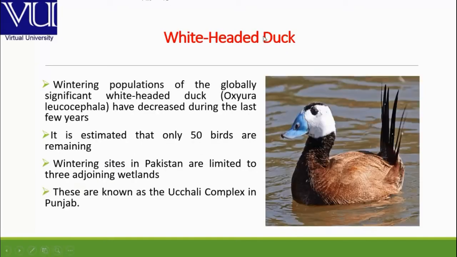The next is the white-headed duck. The winter population of the globally significant white-headed duck has decreased significantly in number during the last few years, with only an estimated 50 birds remaining. Wintering sites in Pakistan are limited to three adjoining wetlands known as the Uchhali complex in Punjab.